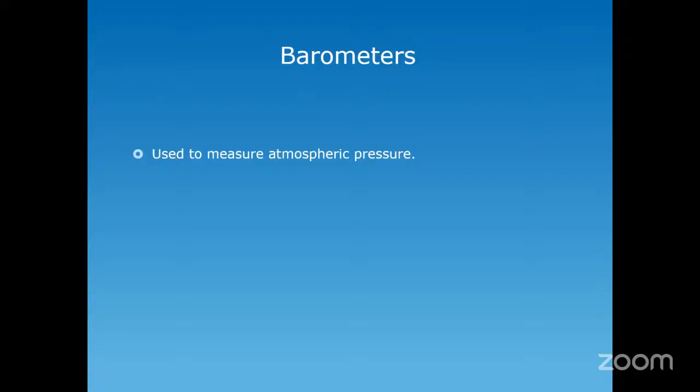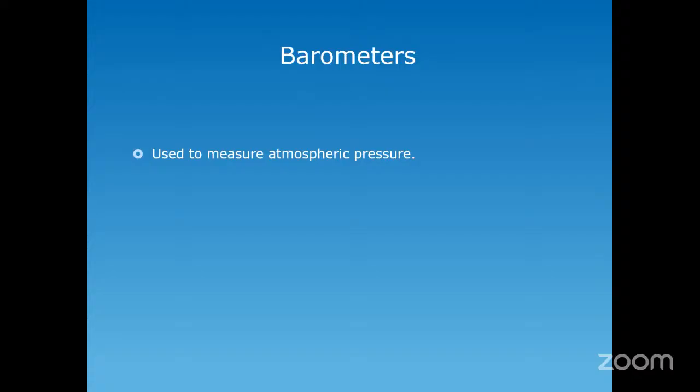I'm quite sure we're all aware that everybody who lives on Earth is submerged in a mixture of gases. That's the atmosphere. The main constituent would be nitrogen, which is just under 80%, and then oxygen, which is slightly above 20%, and then you have some other gases. So basically, that mixture of gases exerts pressure on everything that is submerged in it. So the barometer is used to measure atmospheric pressure.